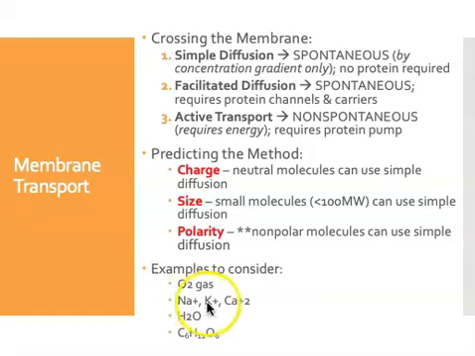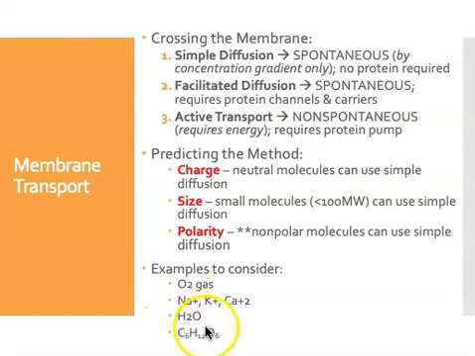It turns out that ions like sodium and potassium and calcium will come across the membrane primarily with facilitated diffusion, and sometimes with active transport. In other words, there are going to be proteins involved in moving ions around across the membranes of cells.